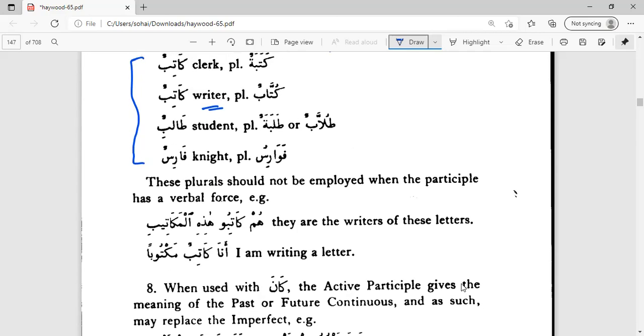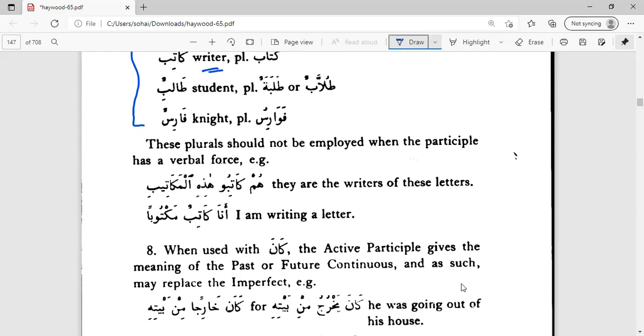So here it says that the above plurals, we shouldn't use them. We should use the sign plurals when the verb or the participle has a verbal force. Hum katibu hadhihi al-makatibi. They are the writers of these letters, because it's describing a verbal force. So they are the writers of these letters.